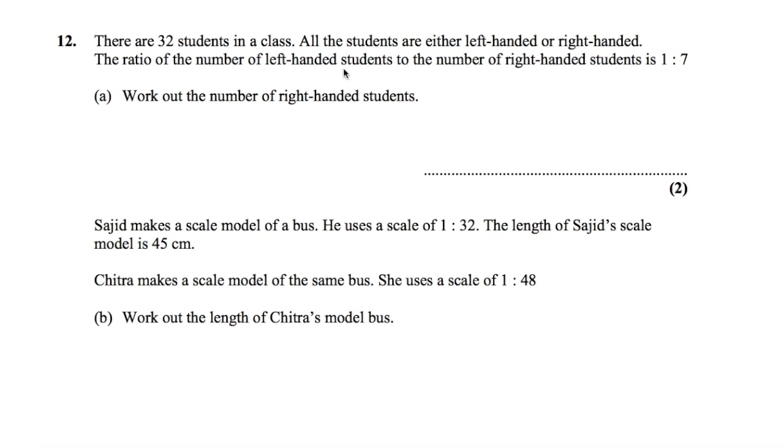The ratio of the number of left-handed students to the number of right-handed students is 1 to 7. Work out the number of right-handed students. So we have in this ratio 8 parts. So 8 parts, and the total is 32.